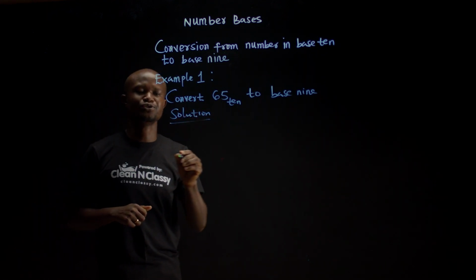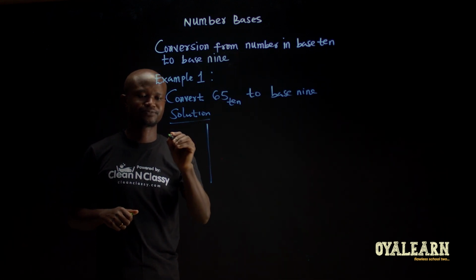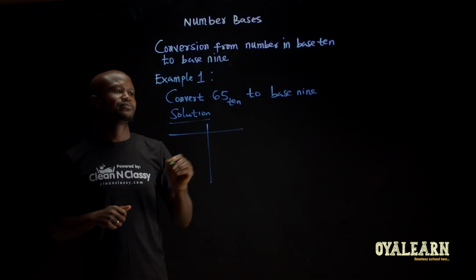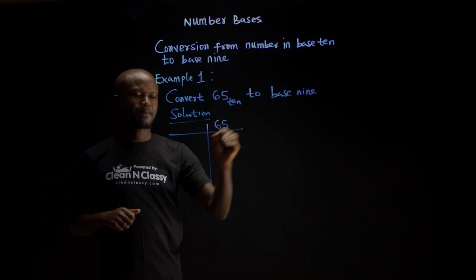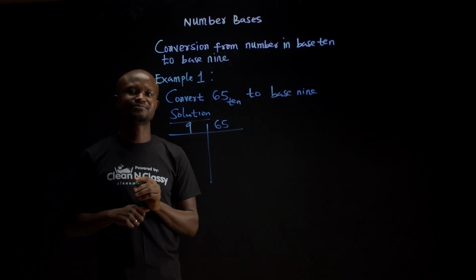The first thing, what do you do? You draw your table. The number we are converting, 65, to what base? Base 9, write it here.